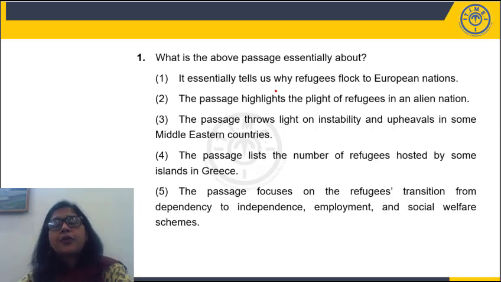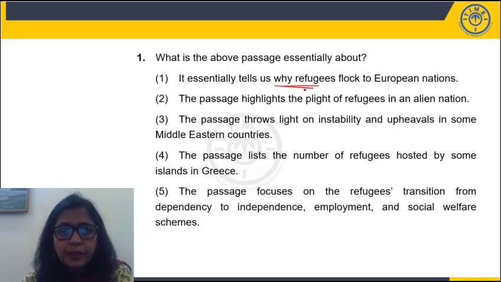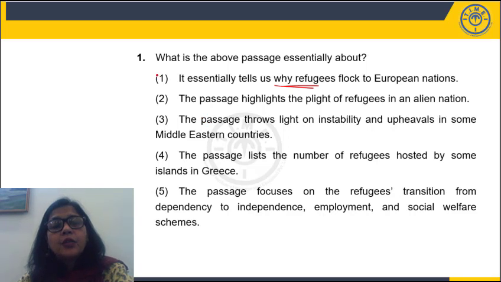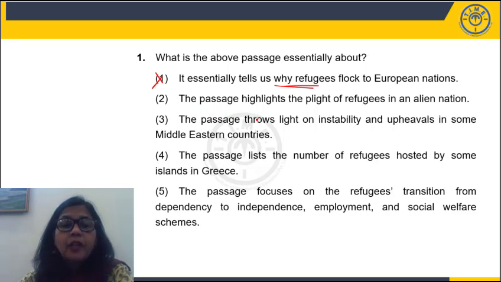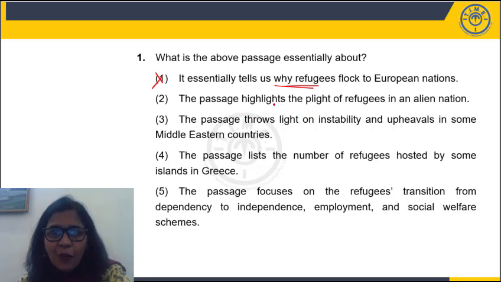Right, so let's read each option here. The first one essentially tells us why refugees flock to European nations. The why part has not been discussed, right? That the refugees are there, that they are having problems. These are the things that have been discussed, right? So one ruled out. Two, the passage highlights the plight of refugees in an alien nation. Well, all right, highlights the plight of refugees. We can keep this option on hold.